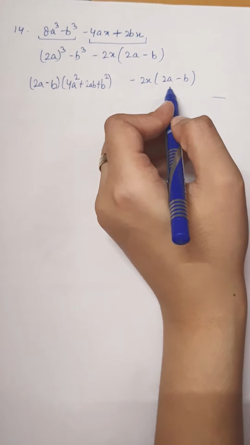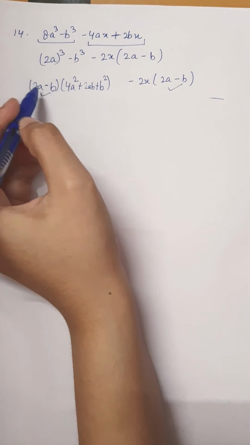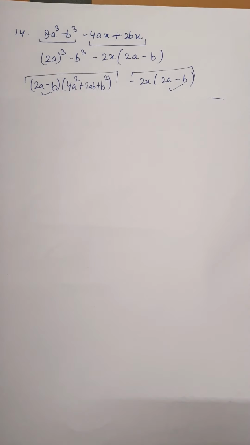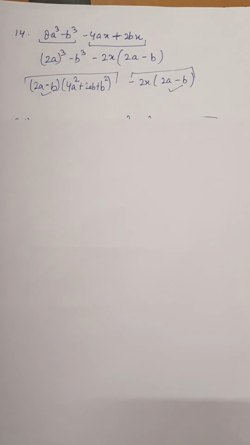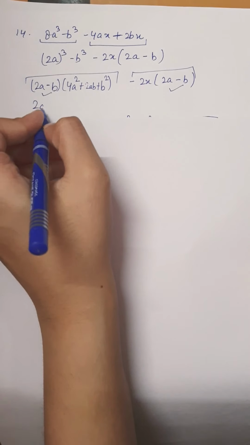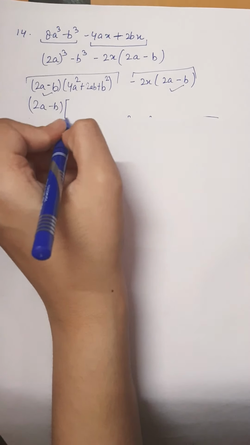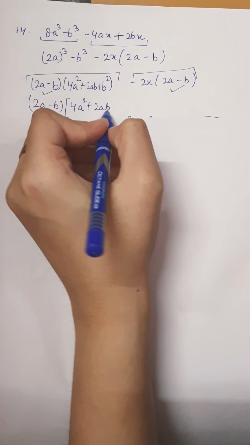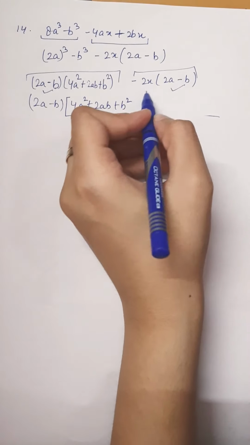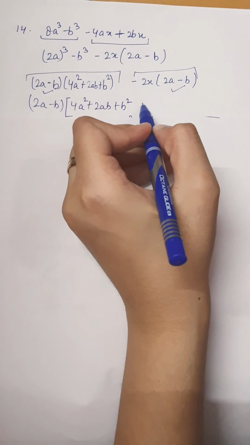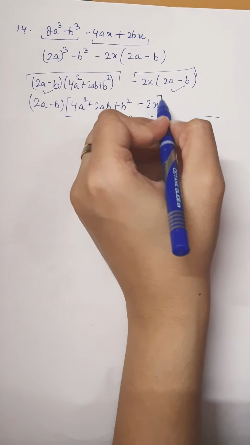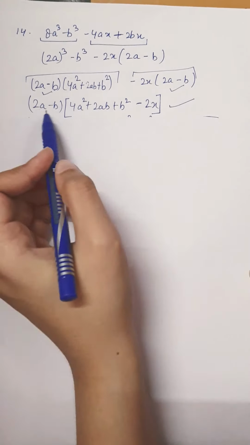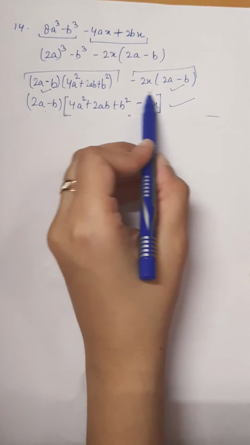Now the target is, see, this bracket and this bracket is common from the 2 terms here. So 2a minus b I am taking common from the first bracket. I am left with this, and in the second bracket, since this is common, so only this is left, minus 2x. Any simplification needed here? No, there is no like term. So the two factors are this and this whole bracket.